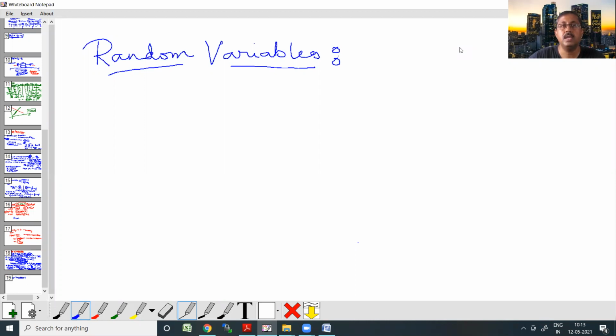We have already seen the basic concepts of probability and the theorems related to probability. Now I'm going to cover another very important concept related to the theory of probability, and that is the concept of random variables. So what is a random variable? We need to understand that first.